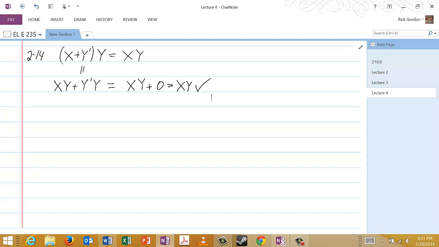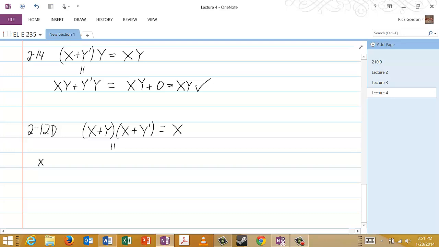Let's look at a few more examples. If we look at 2.12D, it says x or y ANDed with x or y prime is equal to x. Now let's see if we can understand this one. Okay, well, if you multiply this out on the left-hand side, you would get xx or xy prime or yx or y y prime.